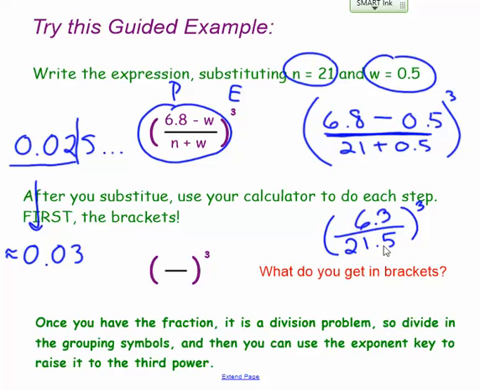And then after you find this answer, do the division, 6 3/10 divided by 21.5, and then press equals, and you'll have the answer to that. Then you can use your exponent key to the third power. And you got a long number, 0.025, and it went on and on and on. And when it's that long, we can just round it off to the nearest hundredth.